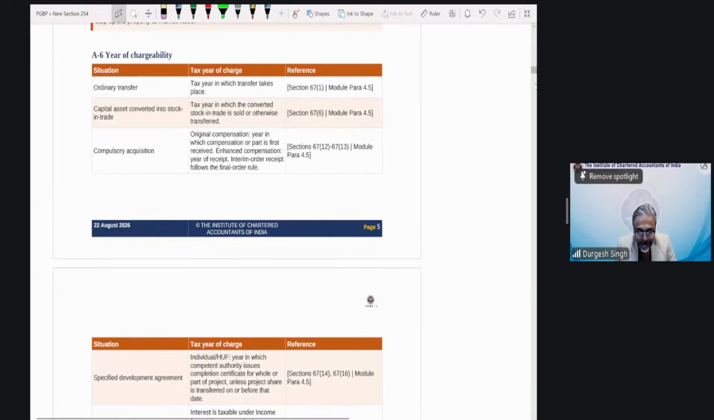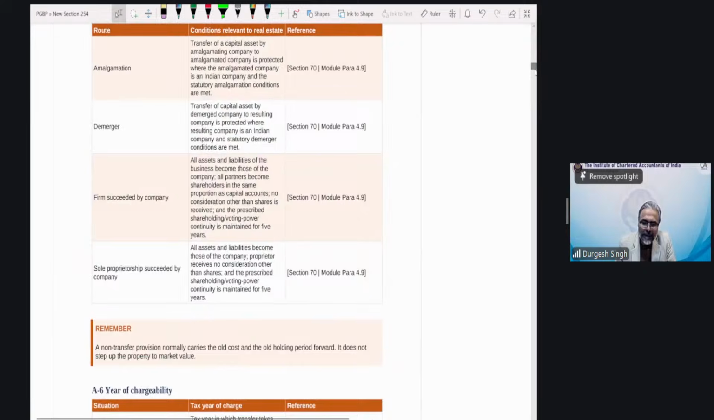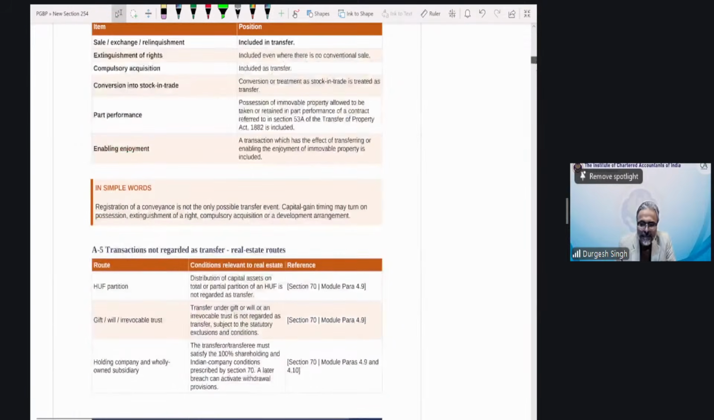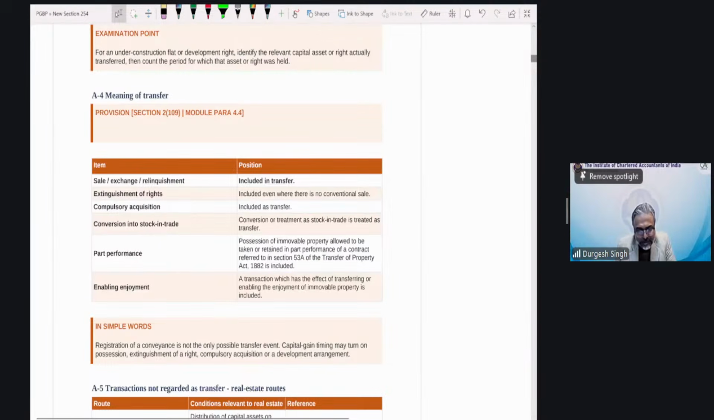So now, students, okay. Then, students, what is the next definition that we have seen? After capital asset, which definition have we seen? The definition of transfer, isn't it? Now, students, just have a look at the definition of transfer. I have told you, you may have forgotten by now.